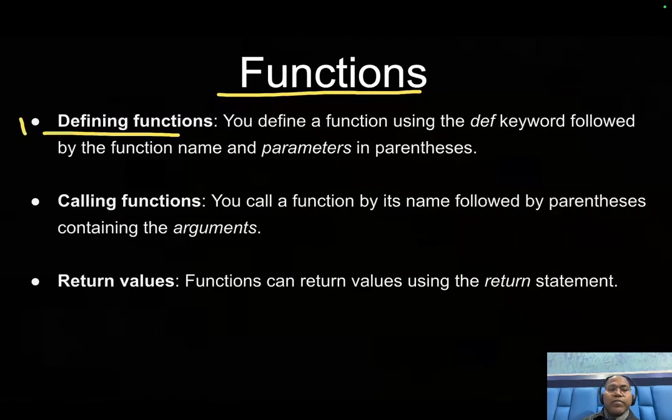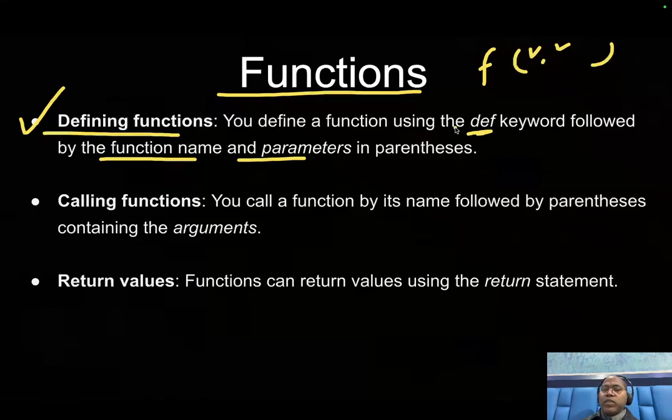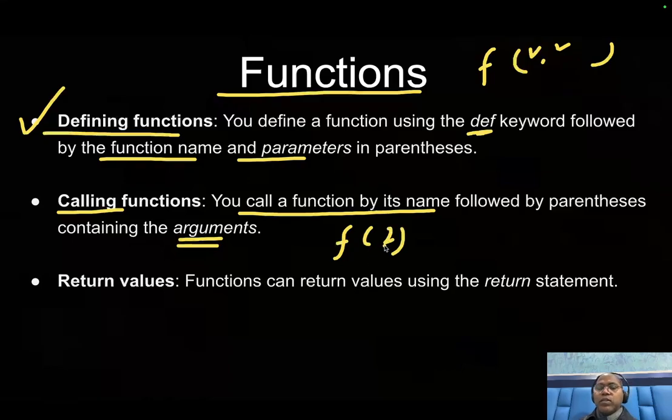So for defining a function, use the def keyword, then the function name, and the parameters you pass in parentheses, like v1, v2, v3. Calling a function means you use the function with arguments, passing values like 2. The actual values are known as arguments. And sometimes the function may return a value, using the return keyword.